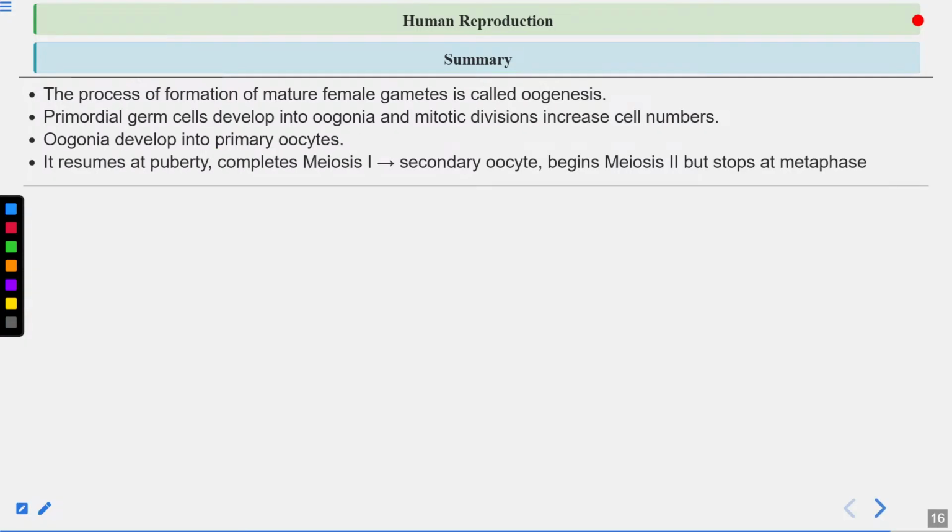Then oogenesis resumes at puberty. This primary oocyte will complete its meiosis 1 and form the secondary oocyte, and then the secondary oocyte will proceed with meiosis 2. But it gets arrested in metaphase 2 of meiosis 2. When it comes in contact with the sperm, it will complete meiosis 2 and form a large ovum and a tiny second polar body. So this was about oogenesis.